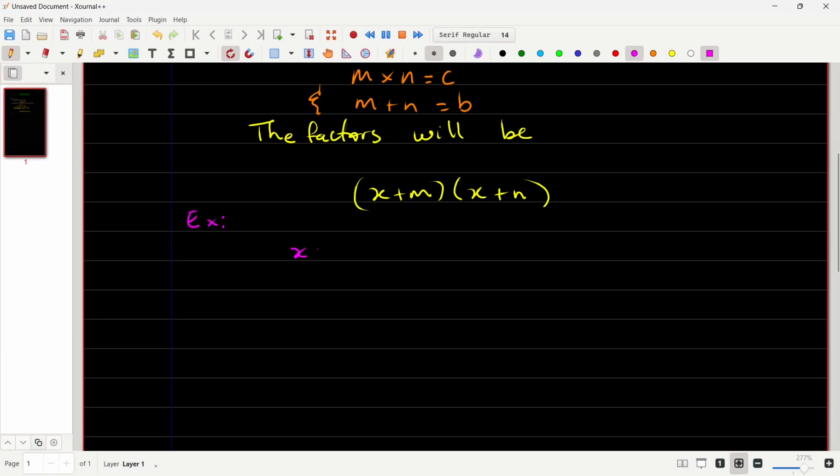Let's say, for example, we have x squared plus 7x plus 12, and the factors of 12 are 1, 12, 2, 6, and then we have 3, 4. If we check each of these factor pairs, we'll see that 3 and 4 add to give you 7. So you'll get x plus 3 and x plus 4, and that's it. As long as you identify the factors, you just put them in.